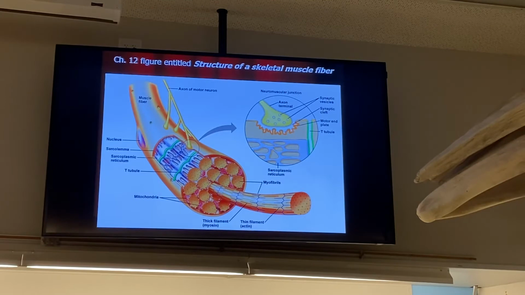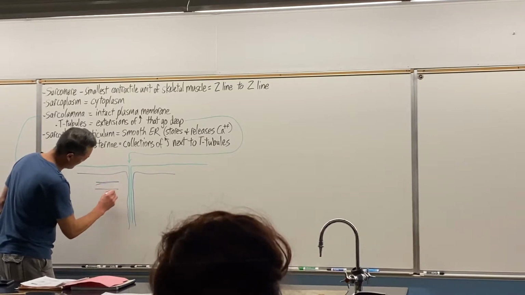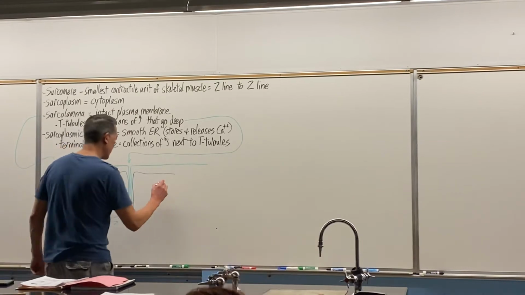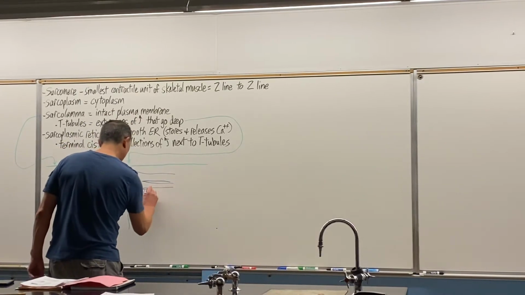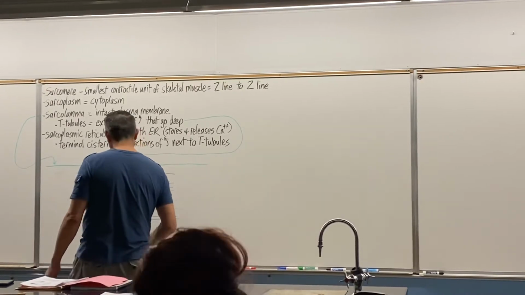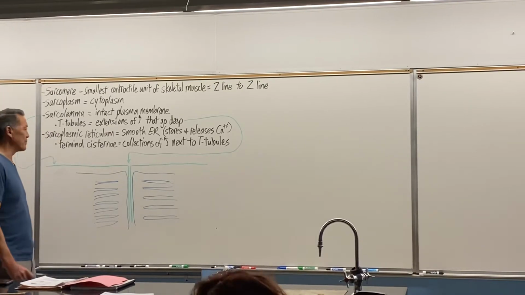Then you will have these collections, these bags of smooth endoplasmic reticulum. Smooth endoplasmic reticulum in a skeletal muscle fiber is called sarcoplasmic reticulum. In other cells, it's making lipids and carbohydrates and other things. In skeletal muscle, it does one thing, and that is storing and releasing calcium ion. That's what the smooth ER does. In skeletal muscle, we call it sarcoplasmic reticulum.